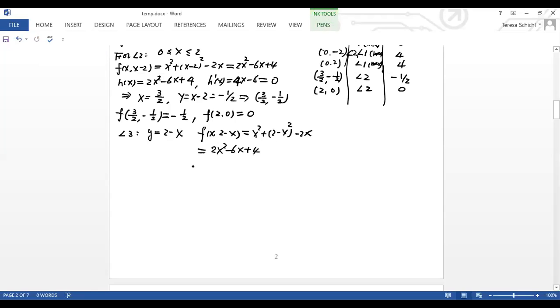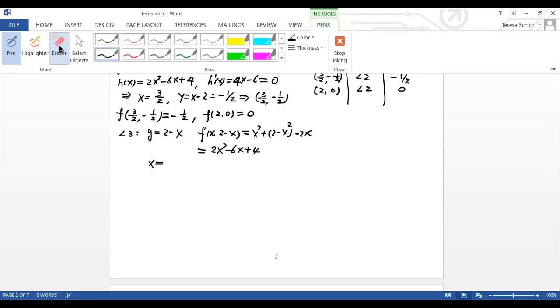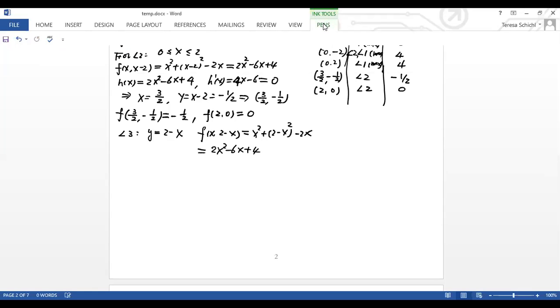So we take the derivative. Let's call this some function of x, h of x, equal to 2x squared minus 6x plus 4. So h prime of x equal to 4x minus 6 equal to 0. So I will have x equal to 3/2.